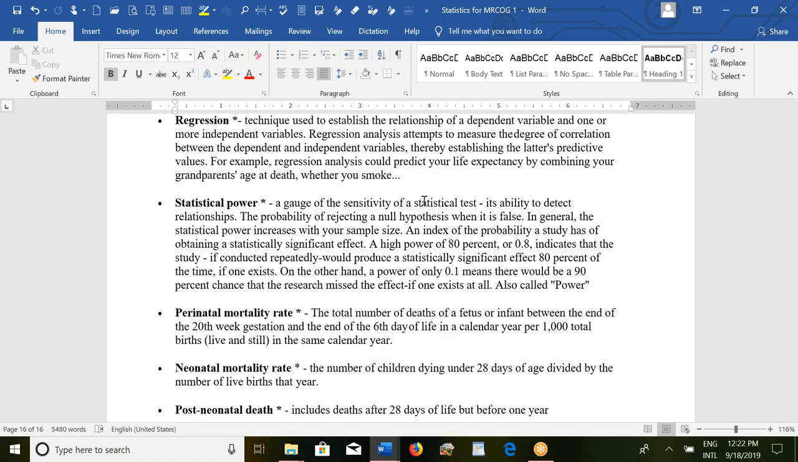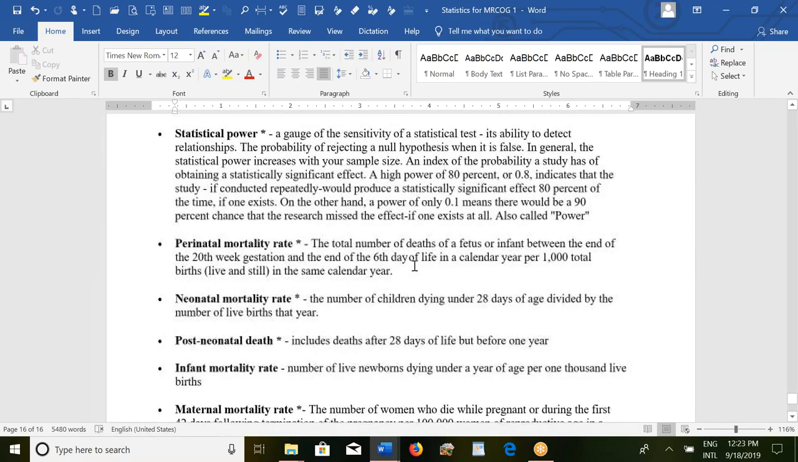So on the other hand, a power of only 0.1 means that there would be a 90% chance that the research missed the effect if one exists at all. So this is called power.